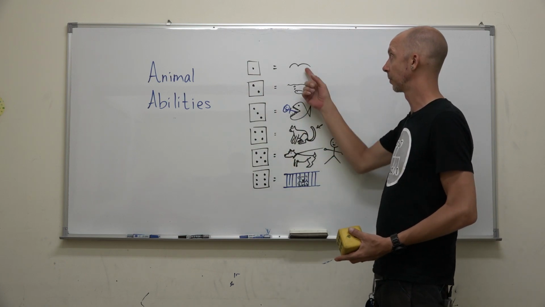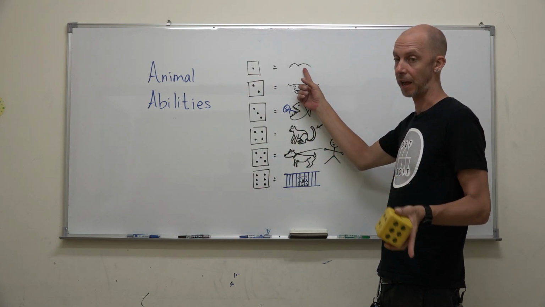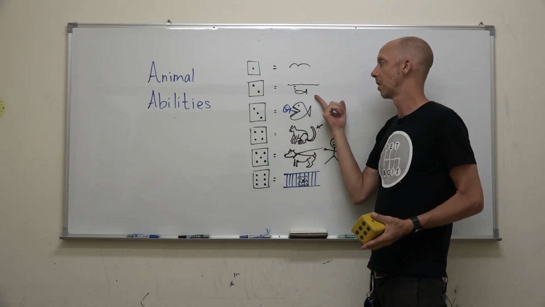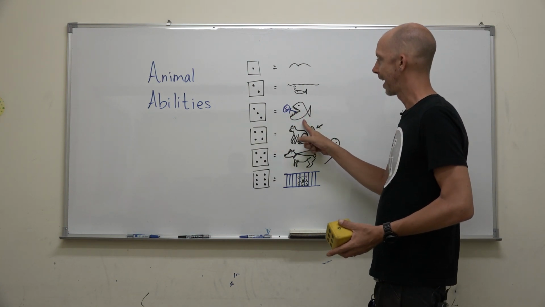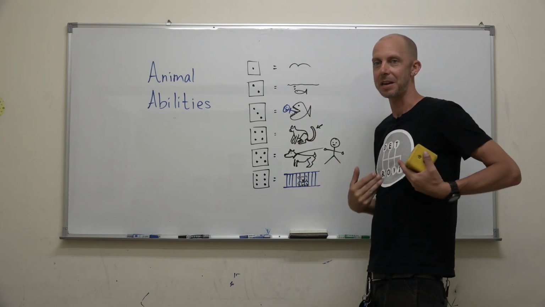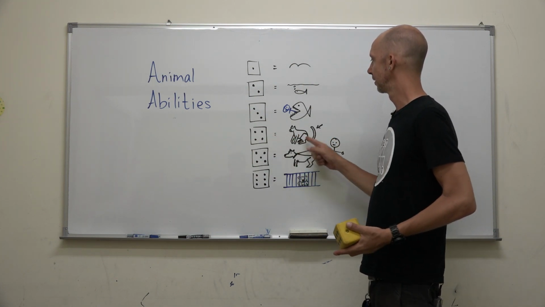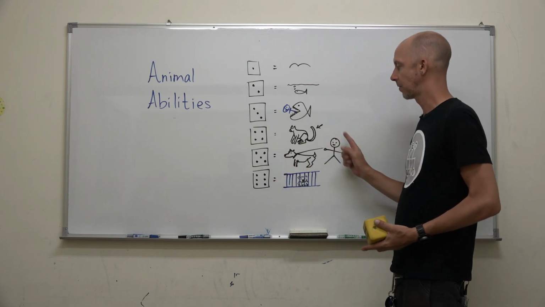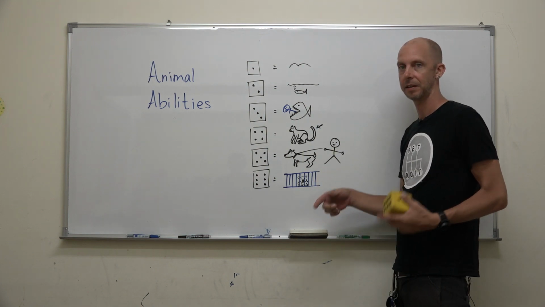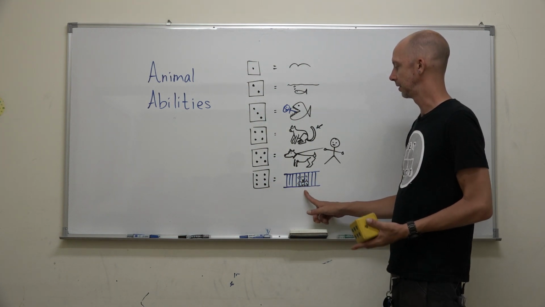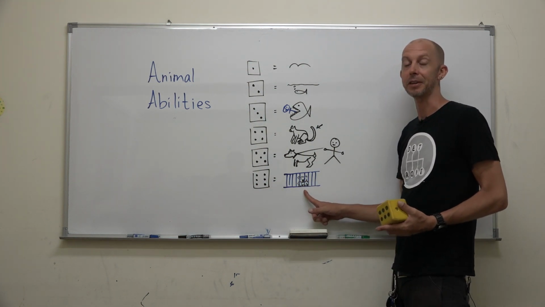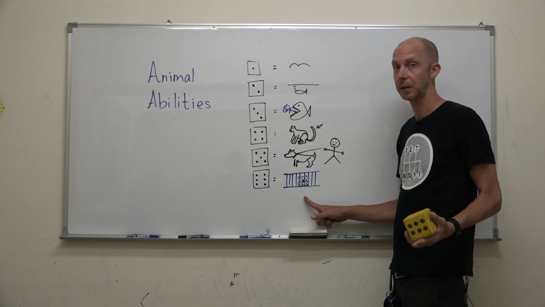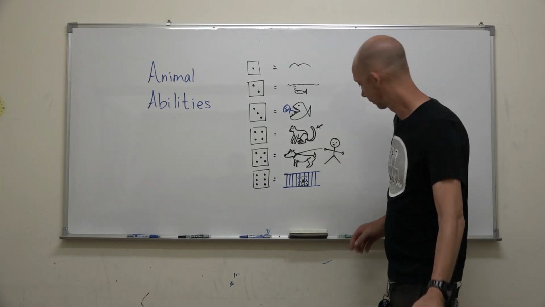If you roll a 1, we're going to ask you, does your animal fly, or can it fly? Number 2, does your animal live underwater? Number 3, can your animal eat meat, eat a person? 4, does your animal have a tail? 5, can your animal be a pet? A pet. And 6, this is my depiction of an animal in the zoo. So can you see your animal at the zoo? Let's write them down quickly.